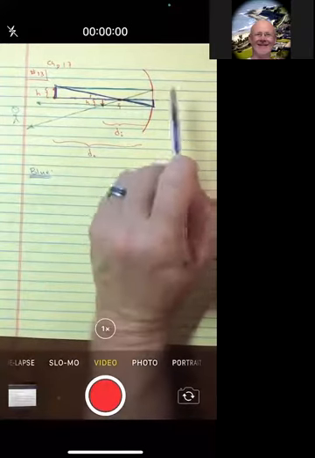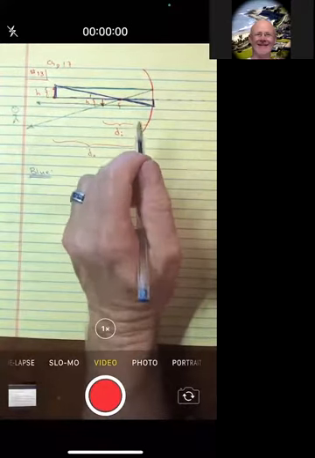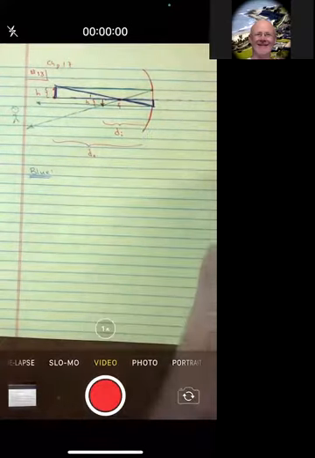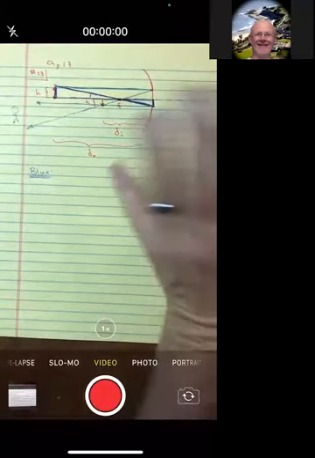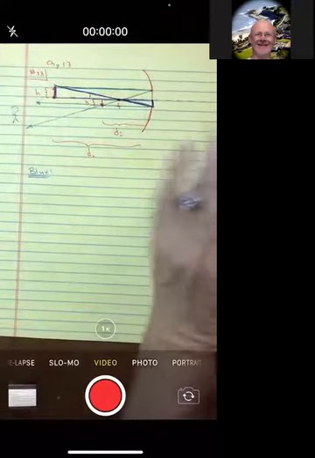Those two triangles are similar. I know that because the definition of similar is if they have all the angles the same. How do I know they have all the angles the same?